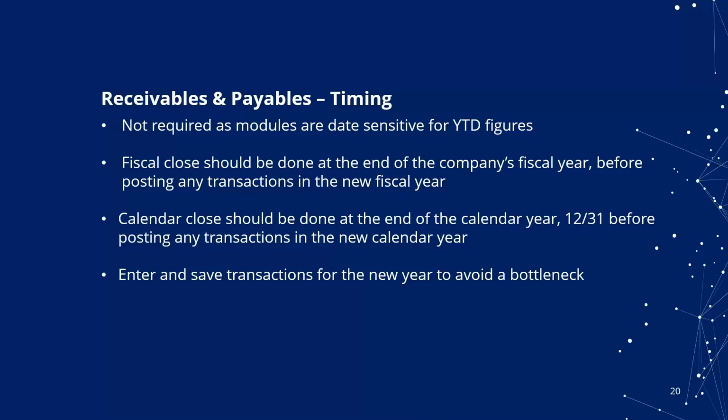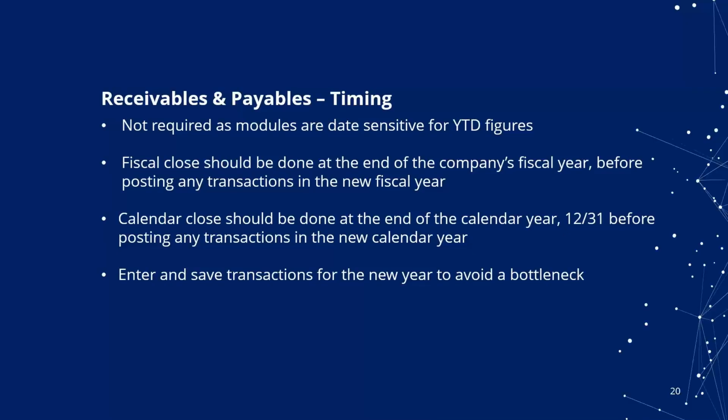So I'm covering receivables and payables together because their procedures are very similar. Both payables and receivables are not required to be closed since they're both date-sensitive modules. But if you do want to close them, we recommend the fiscal close be done at the end of the company's fiscal year before posting any transactions in the new fiscal year, and the calendar close should be done at the end of the calendar year, so December 31st, before posting any transactions in the new calendar year.